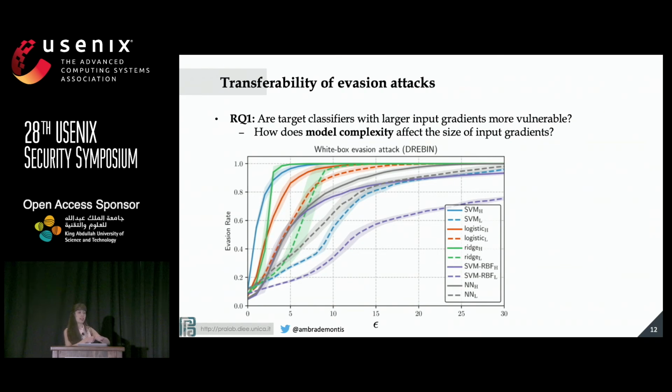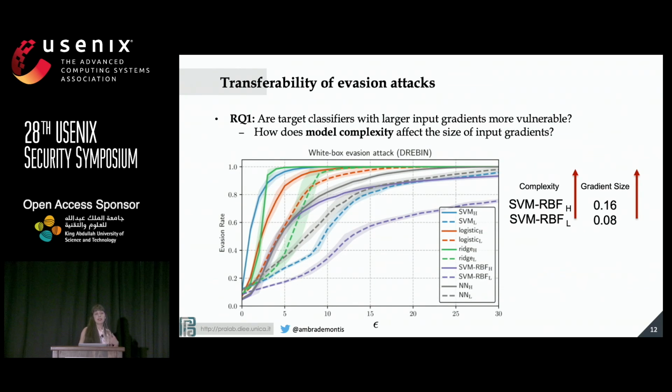When the power of the attacker increases, so here the power of the attacker basically is the number of features that he can change. We have one color for each different family of classifier, and we have represented with a solid line the high complexity classifier, and with a dotted line the low complexity classifier.